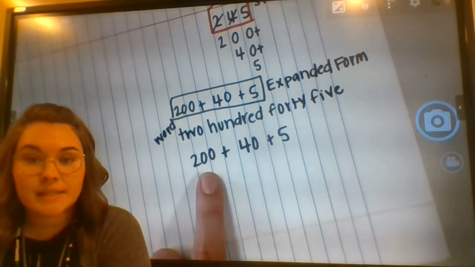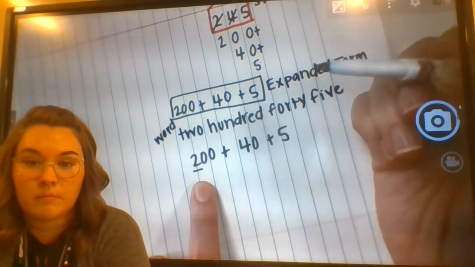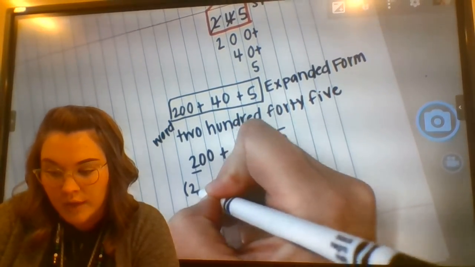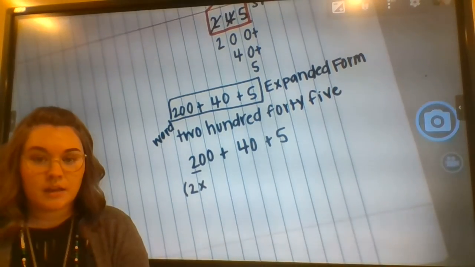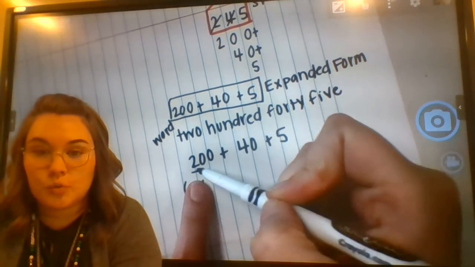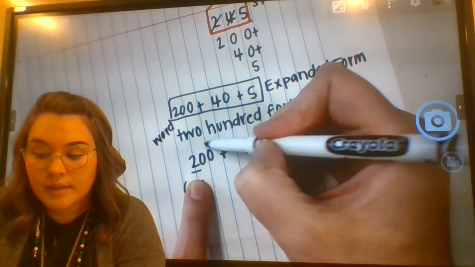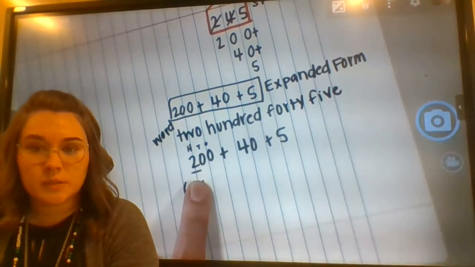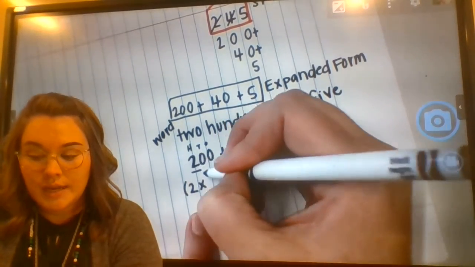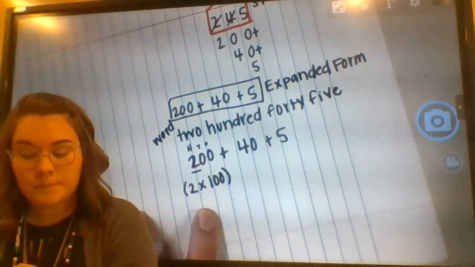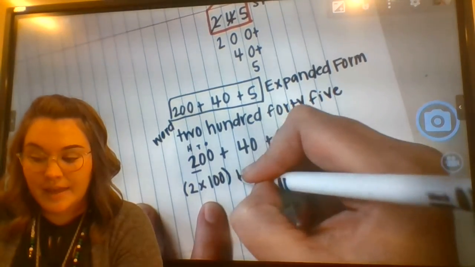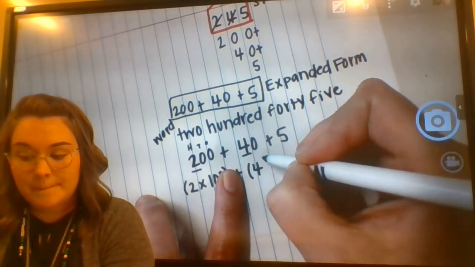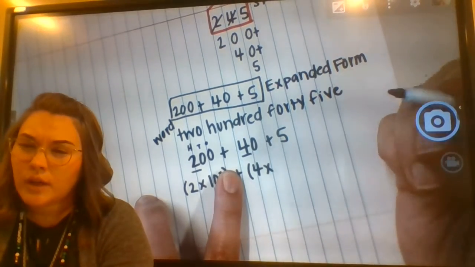I'm going to start with my biggest number, and what is this first number right here? 2. I'm going to pull out that 2, and I'm going to multiply it by what place value the 2 is in. So we know that this is ones, tens, hundreds. So I know that 2 is in the hundreds place, so I'm going to multiply 2 times 100. And I'm going to add that to, I got to write down my 4. And I'm going to multiply it by what place value that 4 is in. What place value is that 4 in?